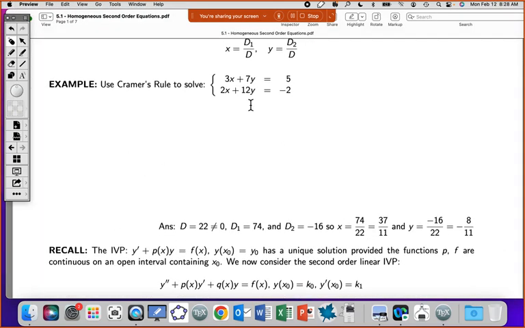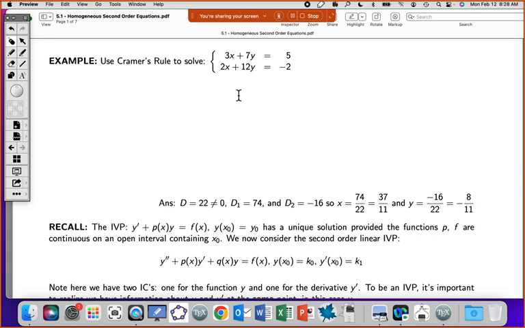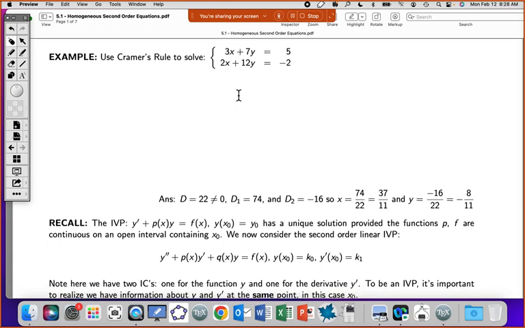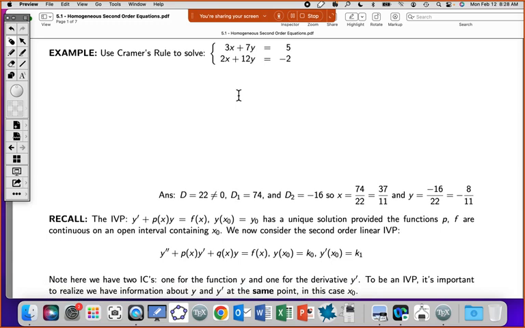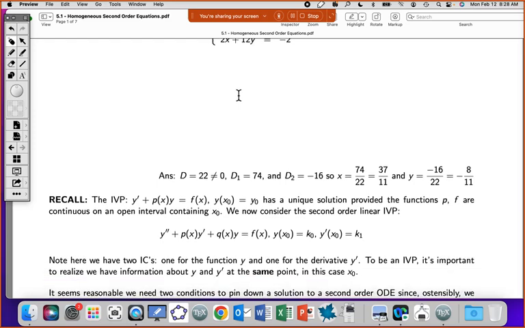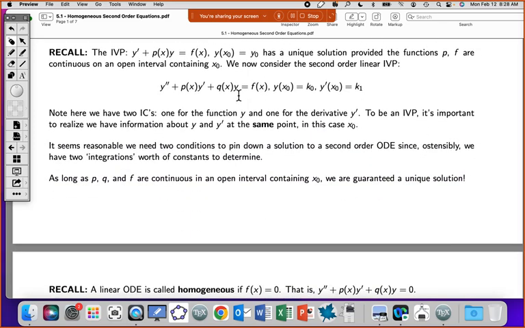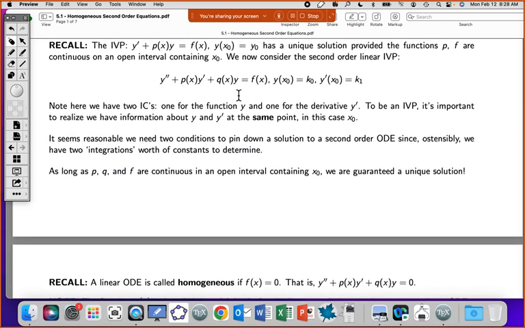Once again, this is a fairly inefficient method. You could also do substitution or elimination. When it comes to solving these systems, on your homework, you basically pick whichever method makes most sense to you. Okay. All right, so now we're going to see this version of Cramer's rule pop up in the work we do today.